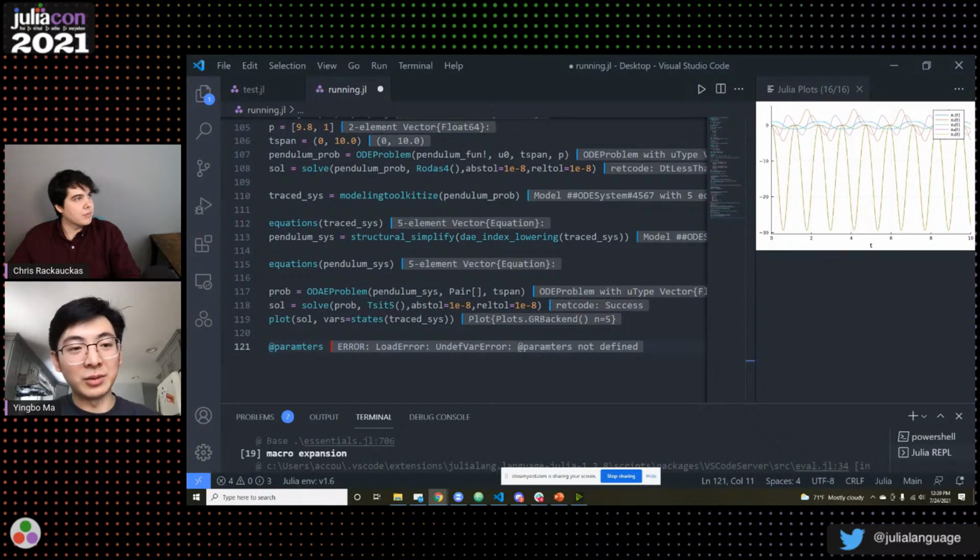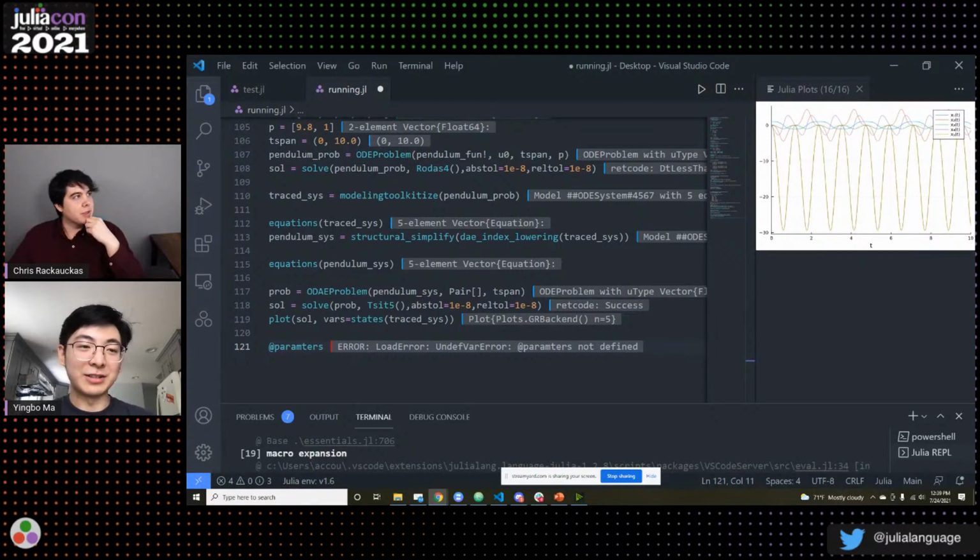Another singularity issue is when we index reduce the index 3 Cartesian pendulum. It will actually run into singularity if the pendulum is initialized perfectly horizontally or perfectly vertically. Currently our system doesn't quite handle that so well, and that will require partial state selection and then dynamic state selection. So that will be a future project.